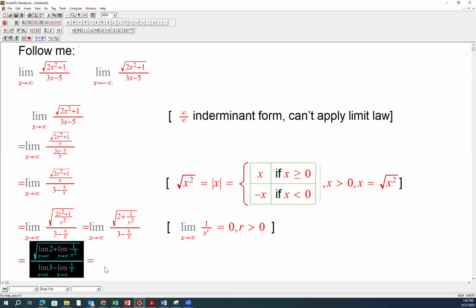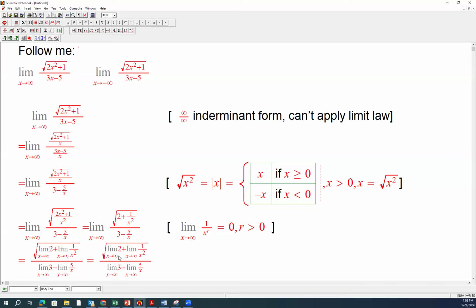And the next step is we're going to just, this is going to be 2, right? And that's going to be 0, and that's going to be 3, and that's going to be 0. So in the end, we get root 2 over 3. Okay, so that's the first question.